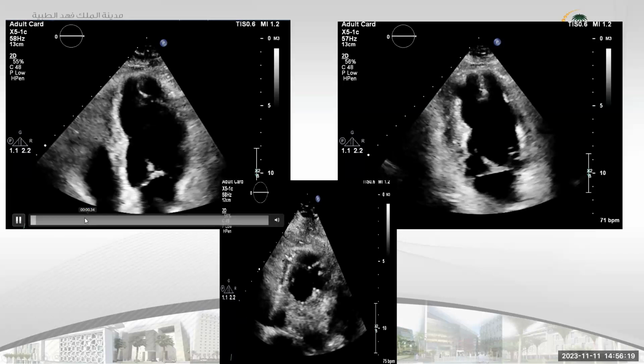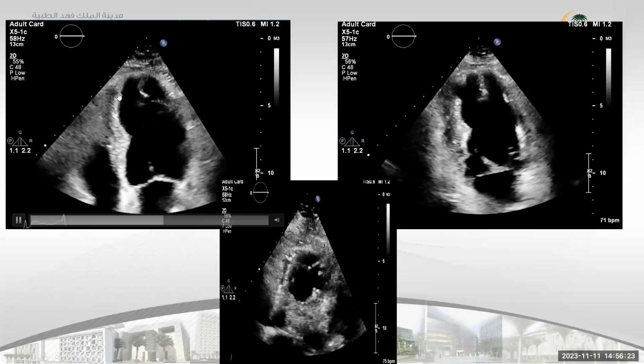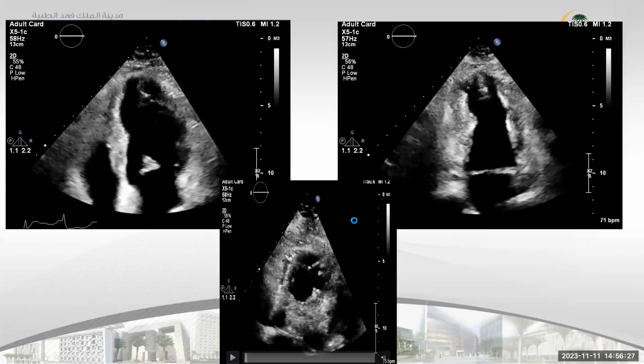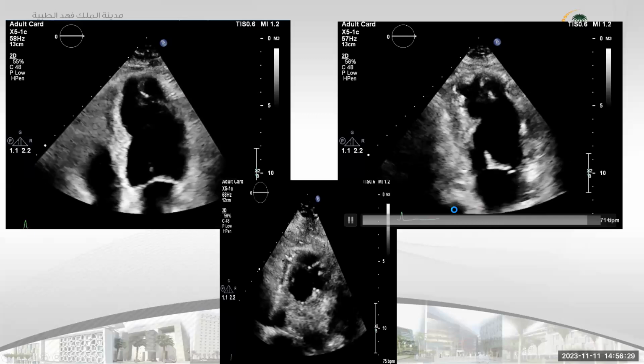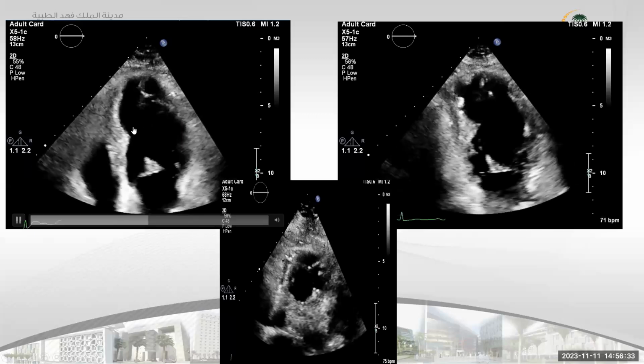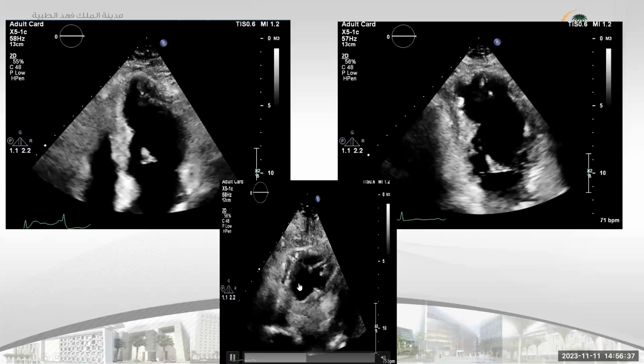Okay, I will make your life easy. I will give you a hint here. My question is about the apex. What do you have in the apex here? Here. What do you call this point? This is the short axis across the apex.